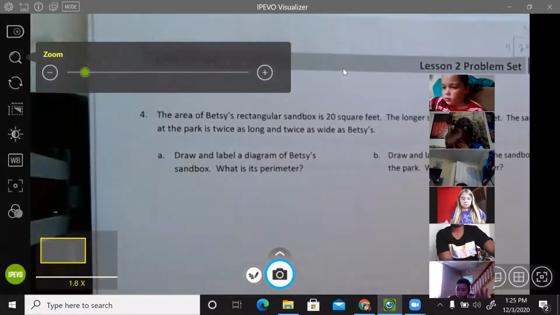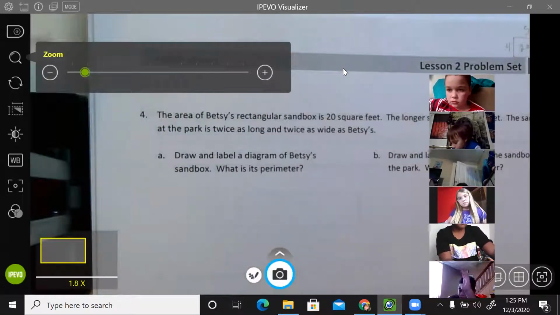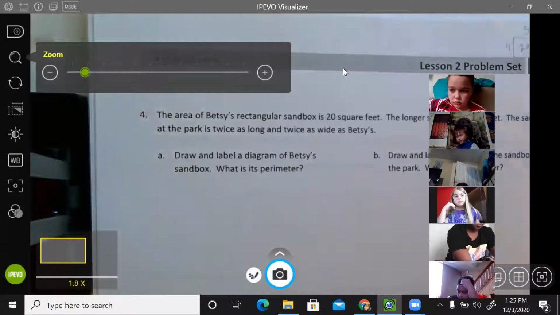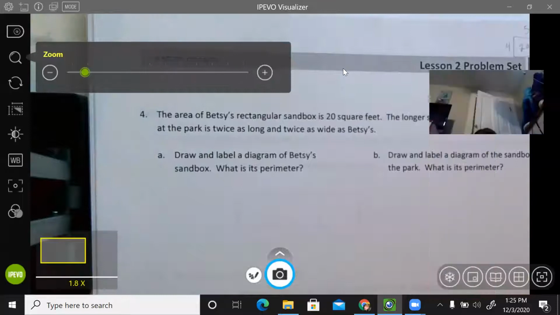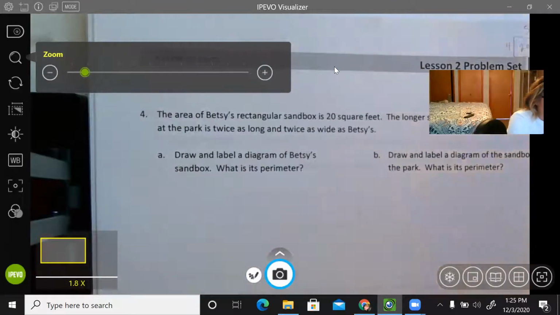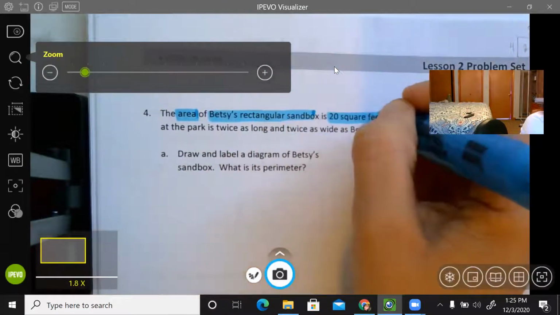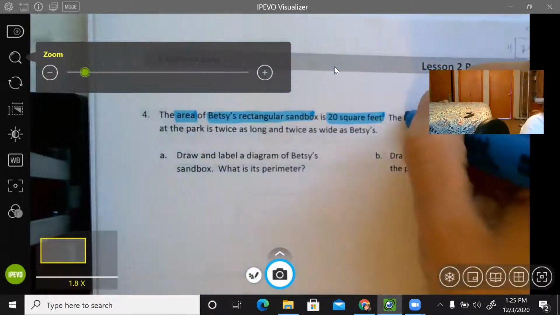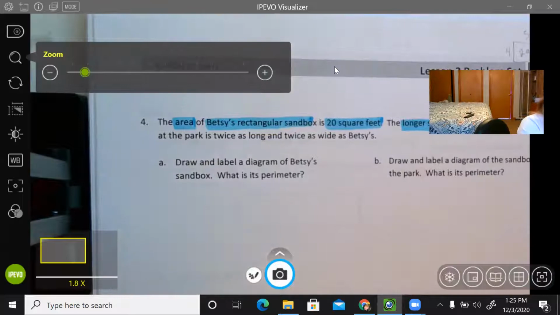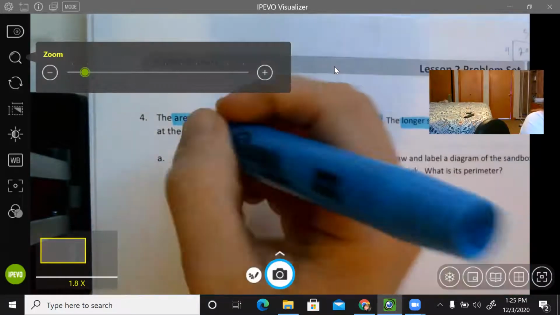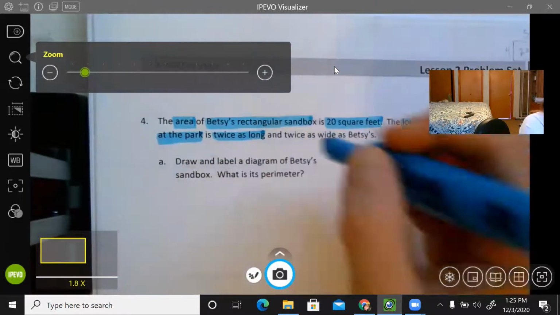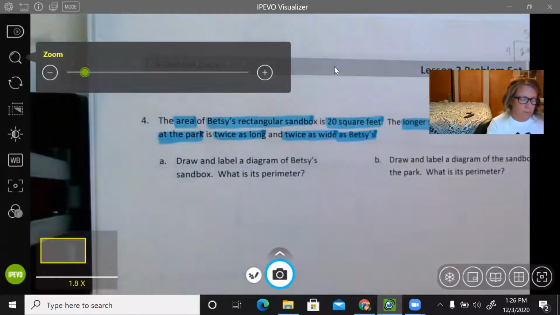Okay, Gracie, go ahead and read about Betsy. The area of Betsy's rectangle sandbox is 20 square feet. The longer side measures 5 feet. The sandbox at the park is twice as long and twice as wide as Betsy's. Oh boy. Okay, so we know that the area of Betsy's rectangular sandbox is 20 square feet. The longer side is 5 feet. Now we have a different sandbox. The sandbox at the park is twice as long and twice as wide as Betsy's.